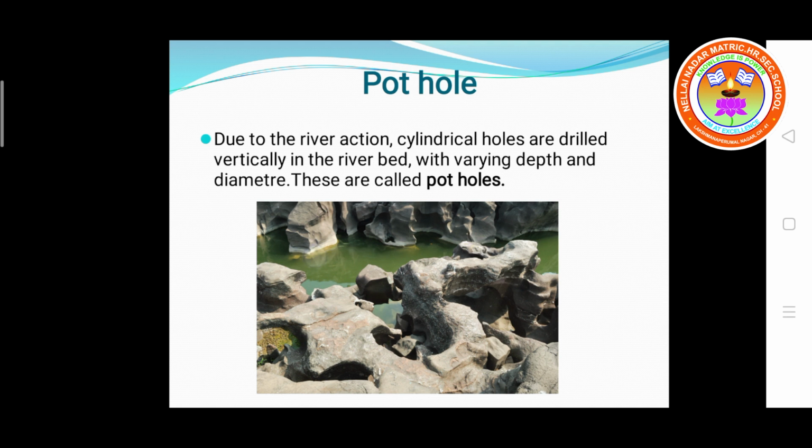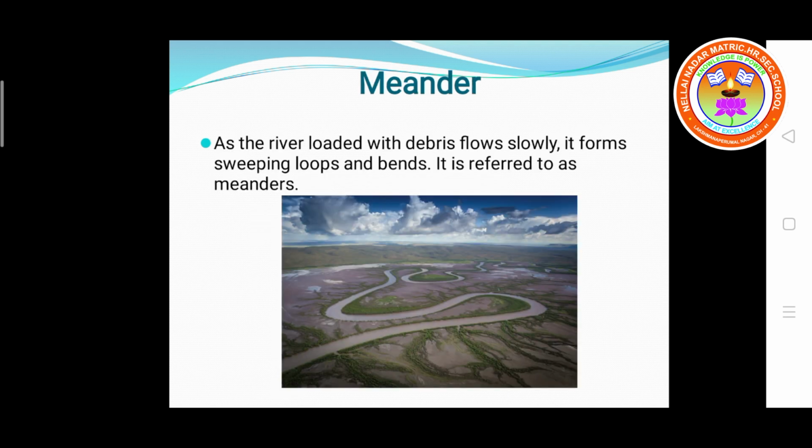The next one, meander. As a river loaded with debris flows slowly, it forms sweeping loops and bends. A lot of bends will be there because the river comes from the upper course and middle course. So once it comes to the lower course, it flows in sweeping loops and bends where a lot of debris gets settled, and that is referred to as meanders.